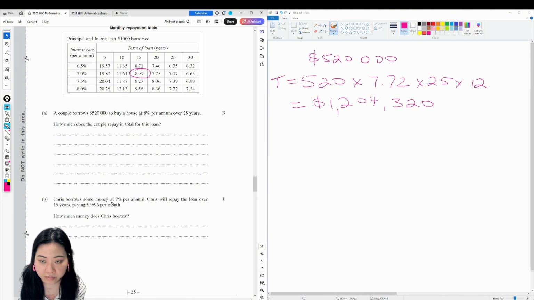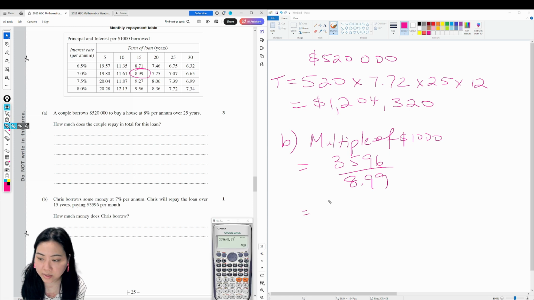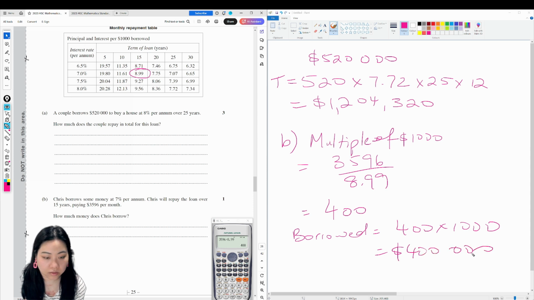$3,596 per month. We just need to find how many times $8.99 goes into this, and then we'll find out how many times of that $1,000 he borrowed. B, let's start with multiple of $1,000. 3,596 divided by 899. 400 times. It's round numbers, this paper. I like it. That means he borrowed 400 times 1,000, which is $400,000.